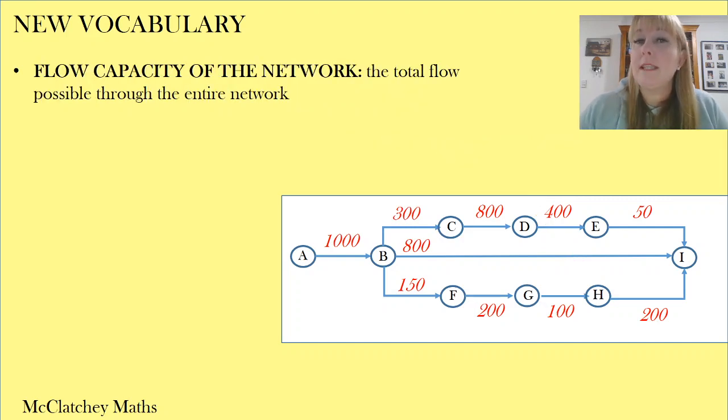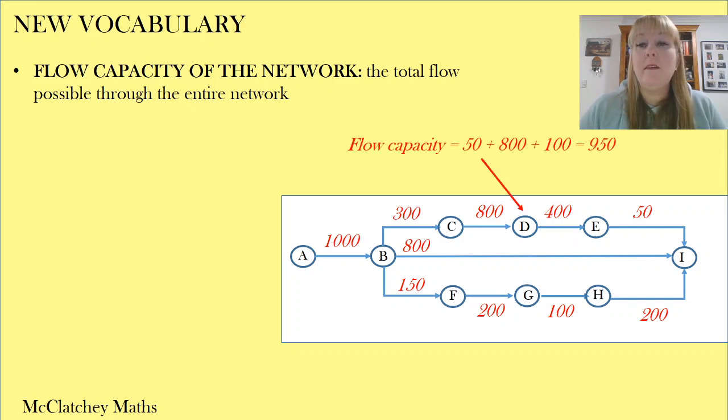Okay, so we also look at something called the flow capacity of the whole network, and that's the total flow that's possible through the entire network. And obviously that flow capacity is going to be limited by some of those junctions and intersections where we've got that disparity between the demand and the supply.